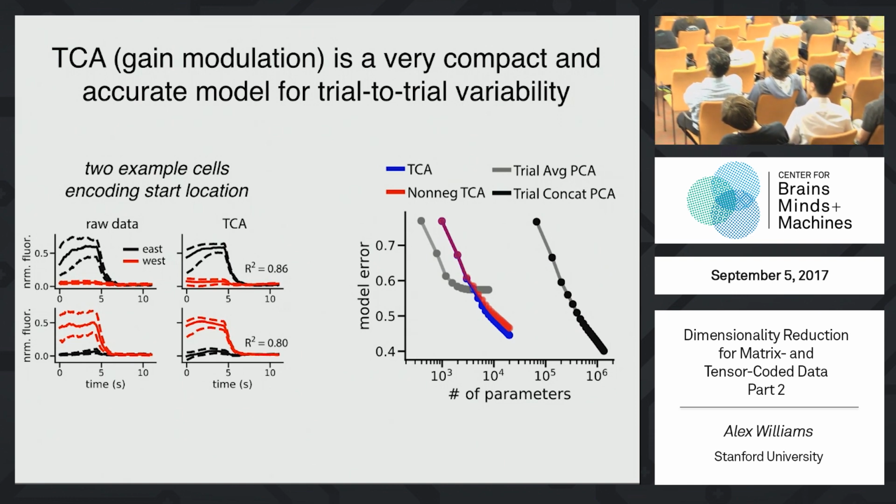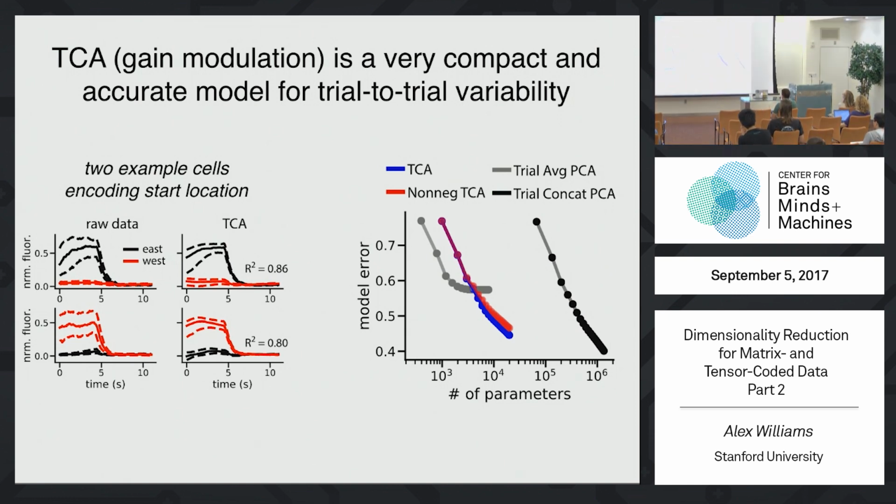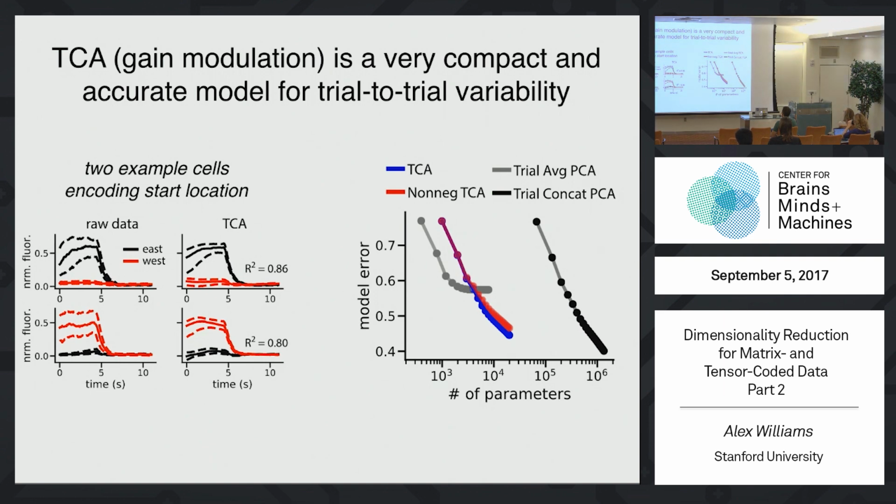This is perhaps the killer figure for this application, which is that we compared TCA as well as non-negative TCA. So non-negative TCA is just NMF, non-negative matrix factorization, but extended to tensors. It's also a very straightforward extension. So here we're comparing the TCA models to trial averaged PCA and trial concatenated PCA. The trial averaged PCA obviously is missing, we're averaging over all trials, so we're missing any particular coding that the cells have for east versus west starts and other task variables.